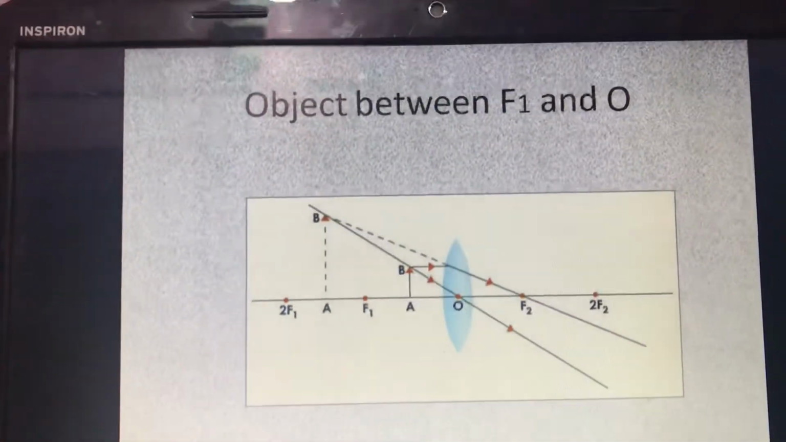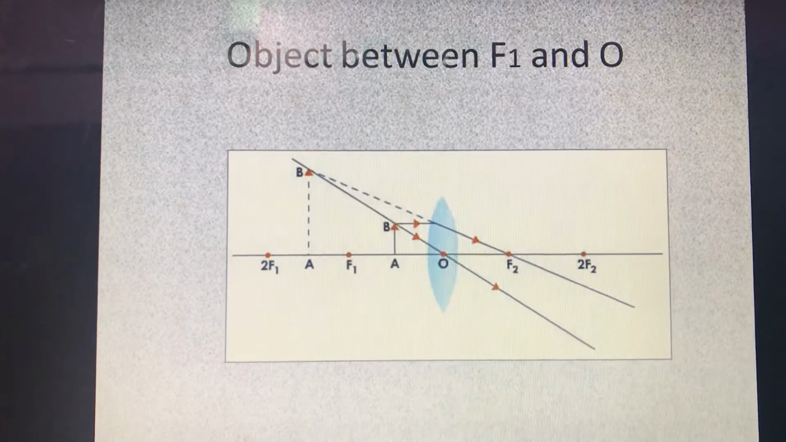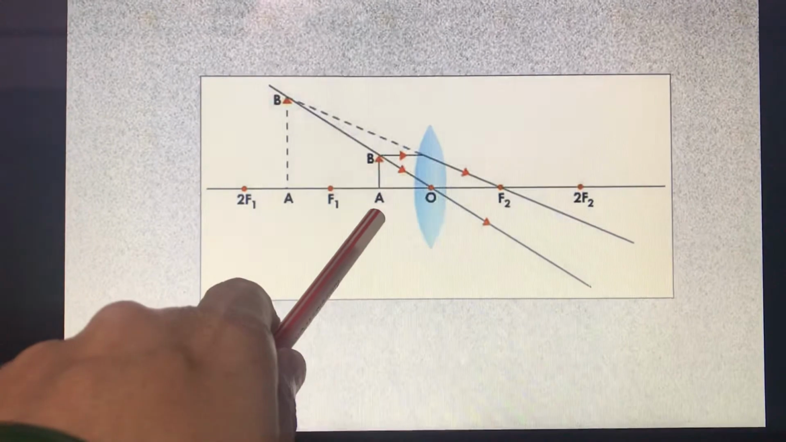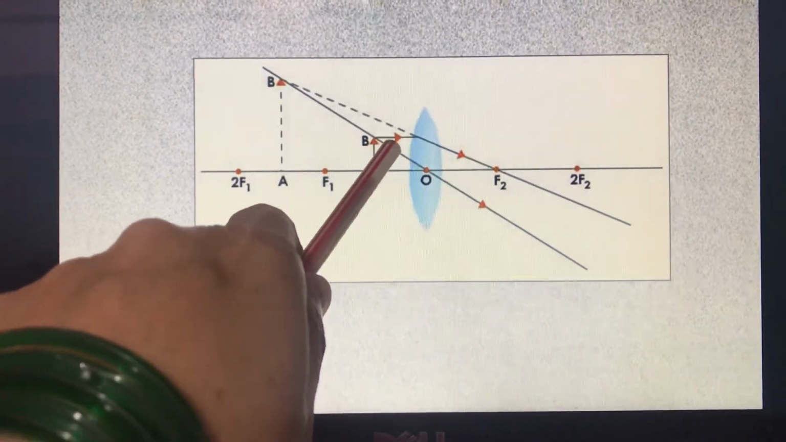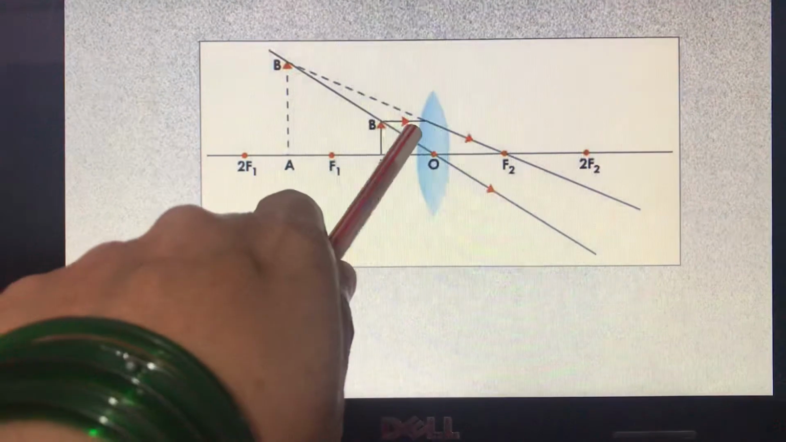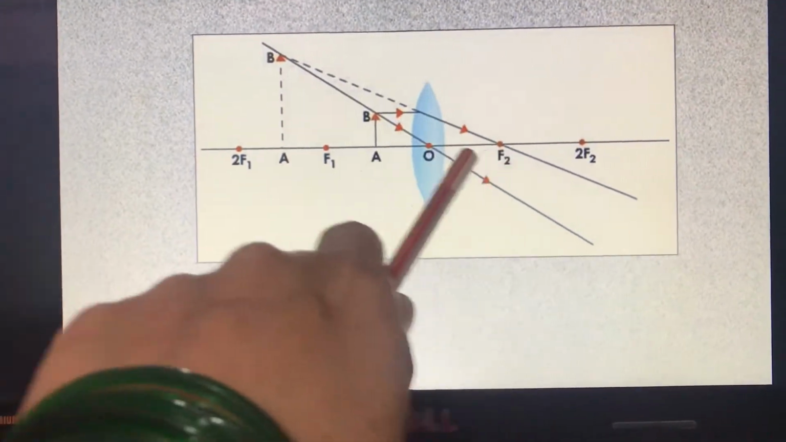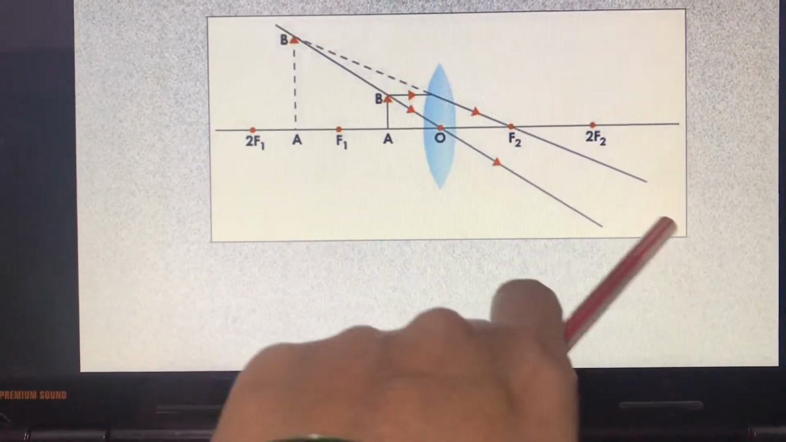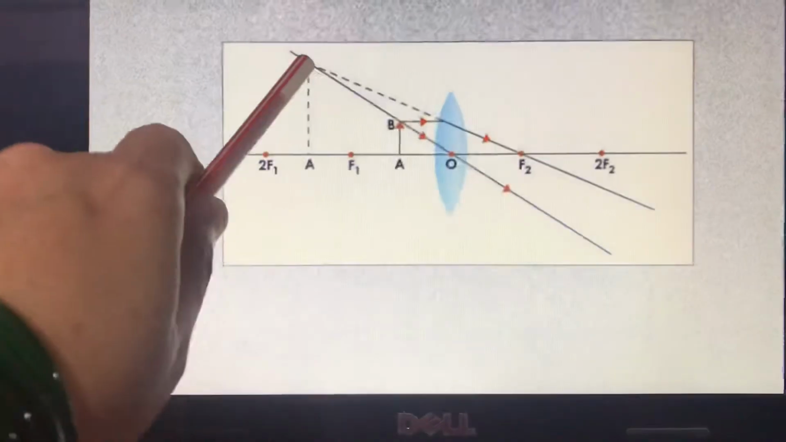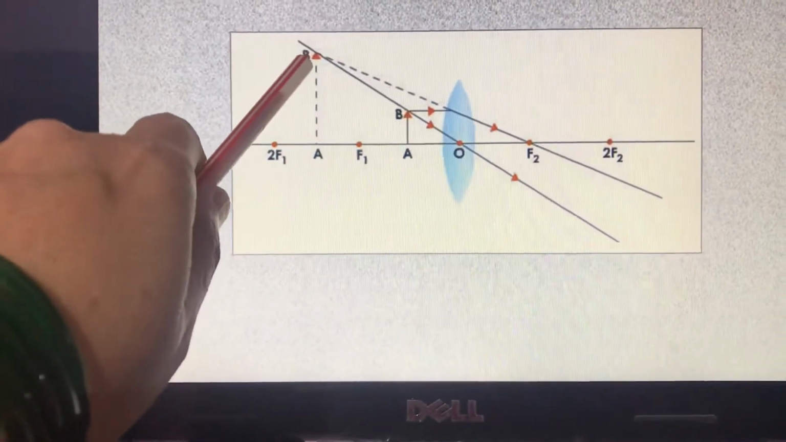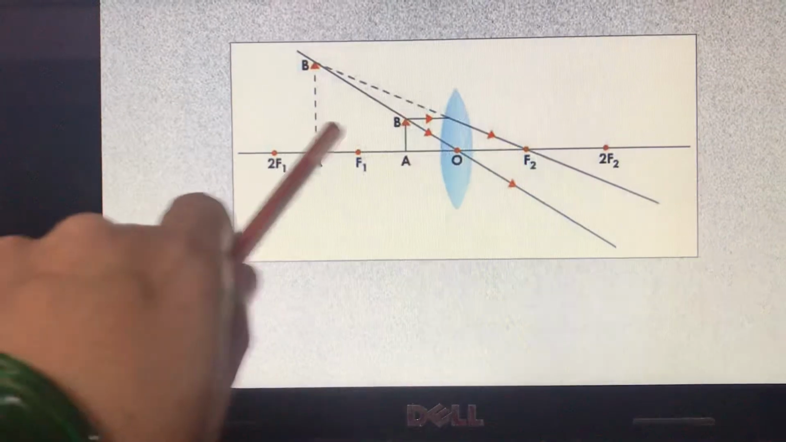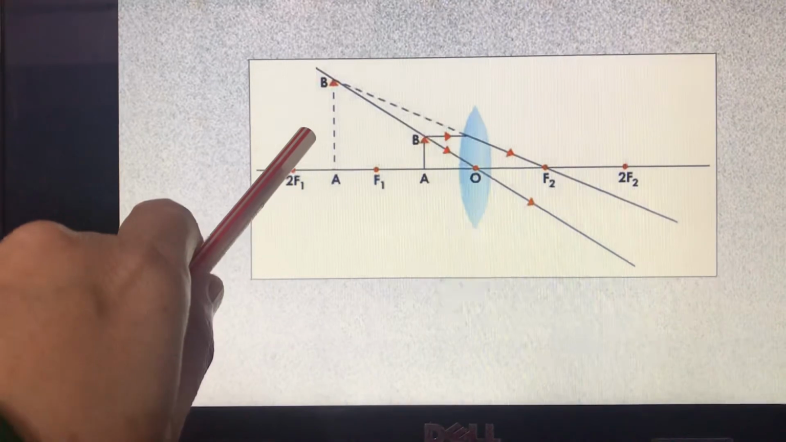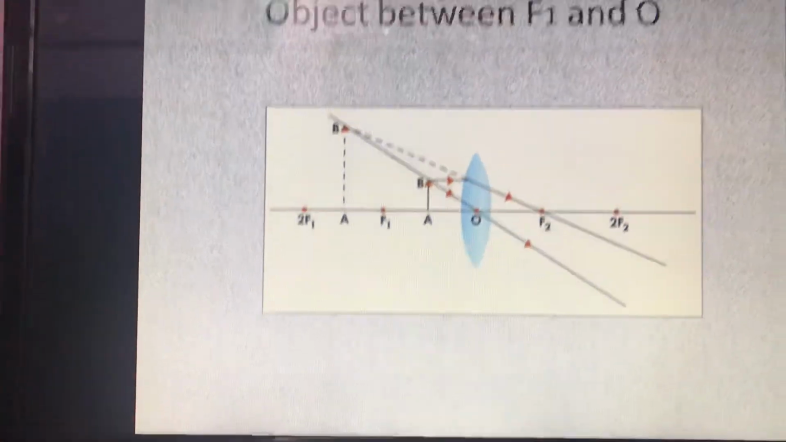Next, when the object is placed between f1 and O, inside the focus, the object is placed here, so the same two rays, one parallel to the principal axis passing through the focus and the next passing through the optical center. Here there is no chance of meeting because they are diverging, but they can meet at this point if we extend these two rays. So the image, you can see, is on the same side of the lens, enlarged and erect. An erect image is virtual, right?